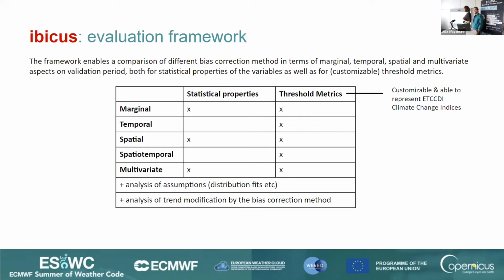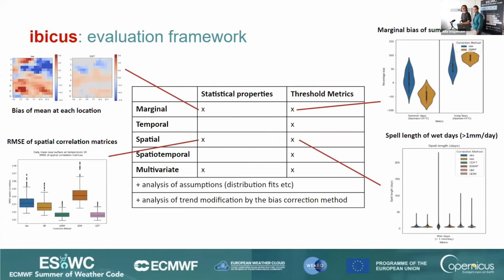And then we also implemented a class that we call threshold metrics, because a lot of the impact metrics work via thresholds. So this is always a combination of a variable together with a threshold that you can evaluate on all those aspects. One example would be frost days. You can look at the number of frost days, look at whether that changes after bias correction, look at the dry spell length, or the spatial and spatiotemporal clustering. Just to give you a basket of examples.